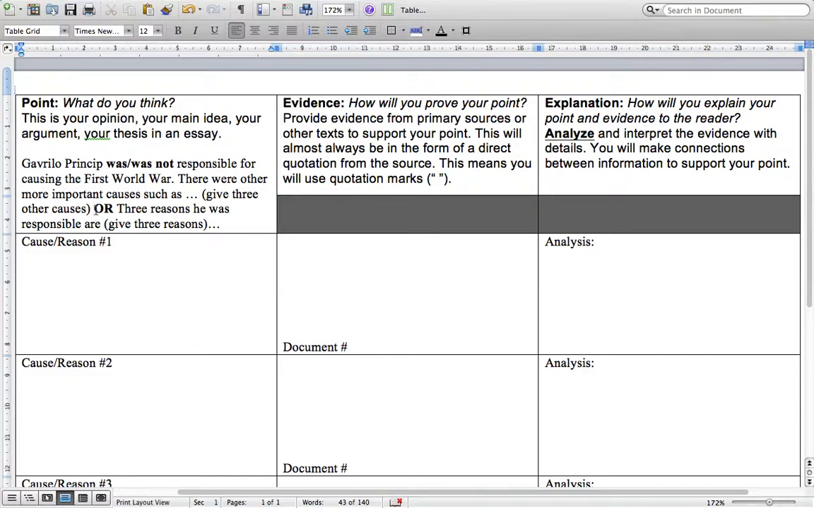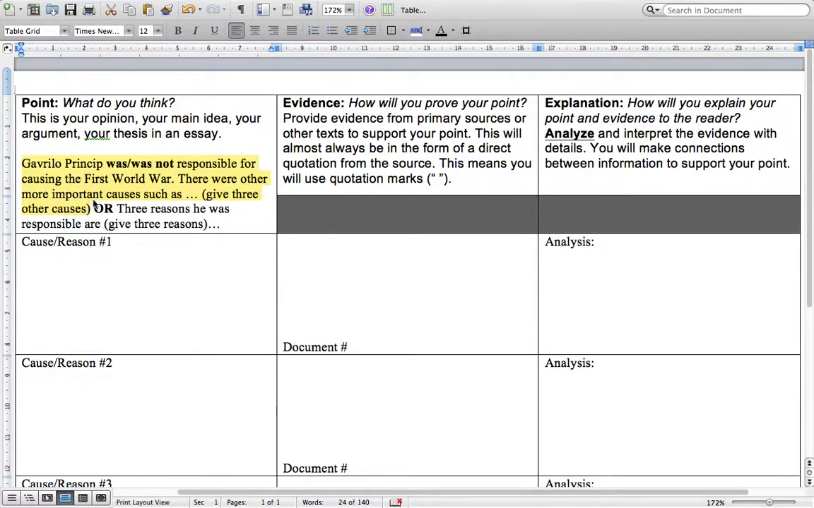Okay? If you believe that Gavrilo Princip was solely responsible, it'll be very difficult for you to write this essay. So you need to make your life easier. I suggest you think about the other main causes of World War I. Okay? So these 2 sentences here basically are your introduction. Make up your introduction.